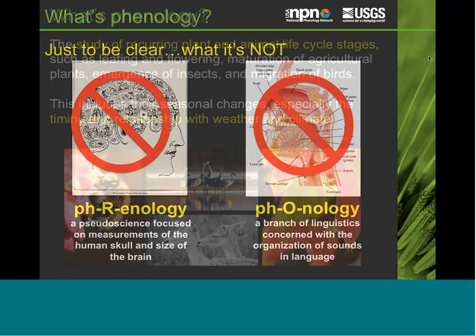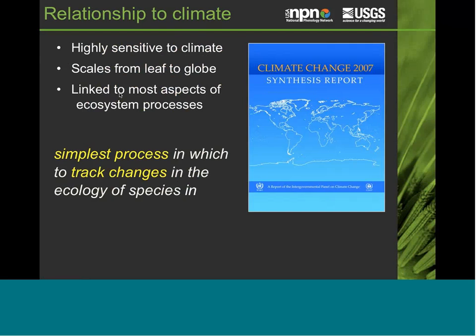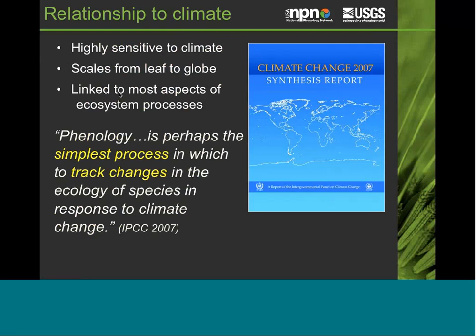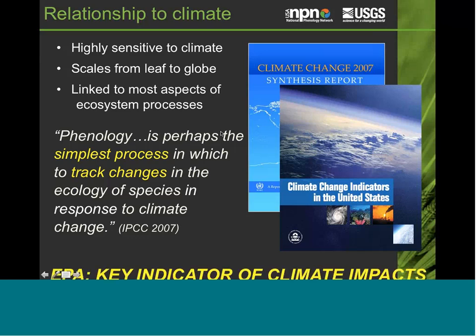So phenology has a strong relationship to climate, as I've mentioned. And this is particularly clear because of these attributes. It's highly sensitive to climate, scales from lake to globe, and it's linked to most aspects of ecosystem processes. Because of this relationship, the IPCC, the Intergovernmental Panel on Climate Change, stated that phenology is perhaps the simplest process in which to track changes in the ecology of species in response to climate change. And the EPA, in some of its recent reports, also recognized this role and has declared it a key indicator of climate impact.